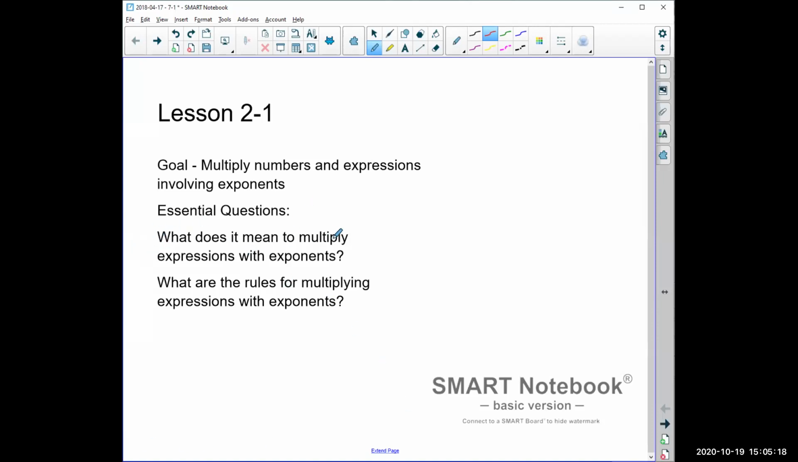First, what does it mean to multiply expressions with exponents? What do those exponents mean? What do they represent mathematically? And then secondly, to talk about what are the rules for doing that. So what are some of the shortcuts that we can use and some of the rules that we can derive from some examples here.